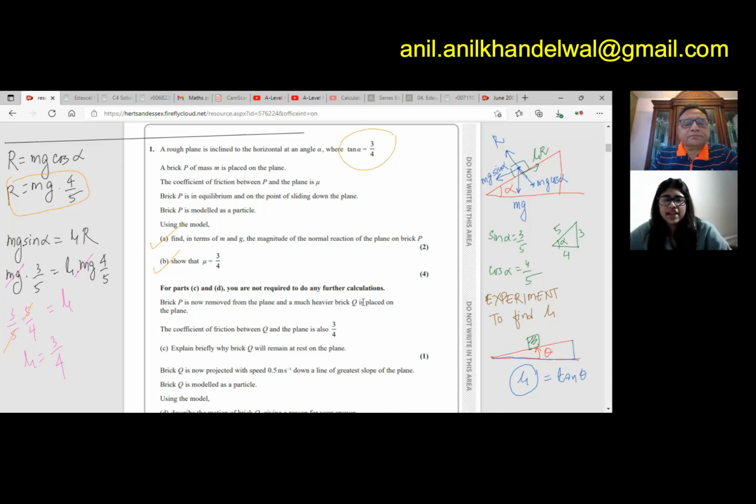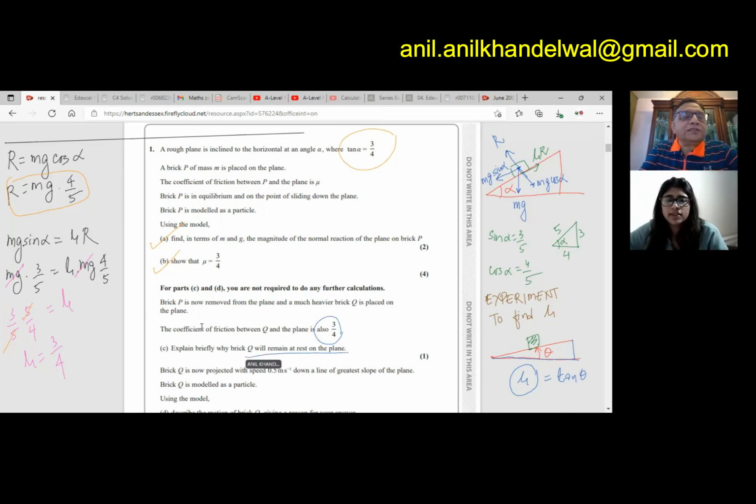So brick P is now removed from the plane, and a much heavier brick Q is placed on the plane. The coefficient of friction between Q and the plane is also 3/4. Part C. Explain briefly why brick Q will remain at rest on the plane.